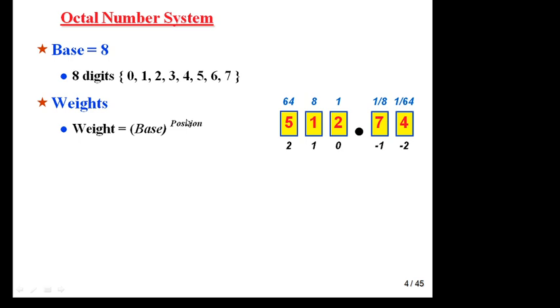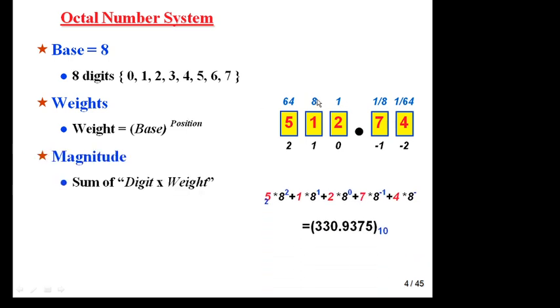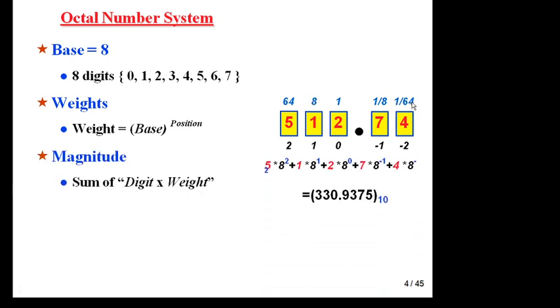Position is 1, this and this, and 8 to the power minus 1, 8 to the power 0, 8 to the power 1, 8 to the power 2, 8 to the power minus 1, 1 upon 8, 8 to the power minus 2, 1 upon 64. So in the same way you can determine by this formula, sum of digits into weight. Suppose you have to convert in decimal number system.